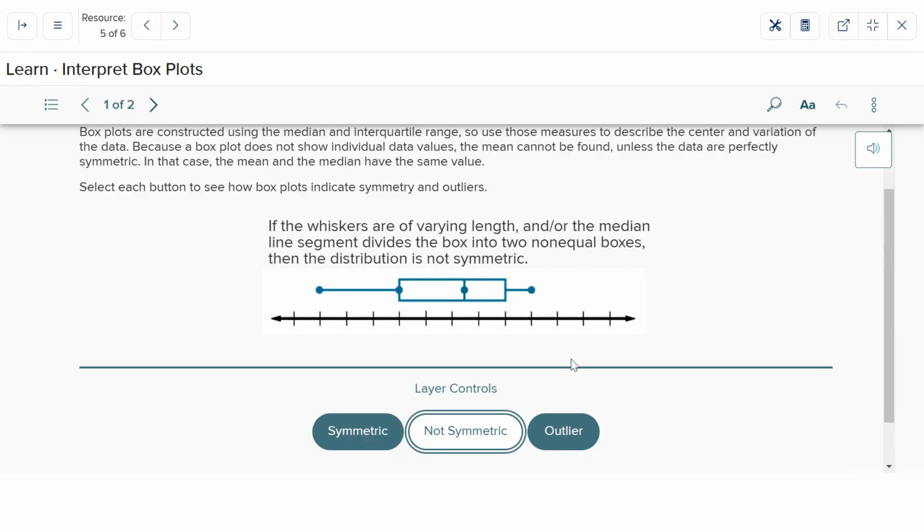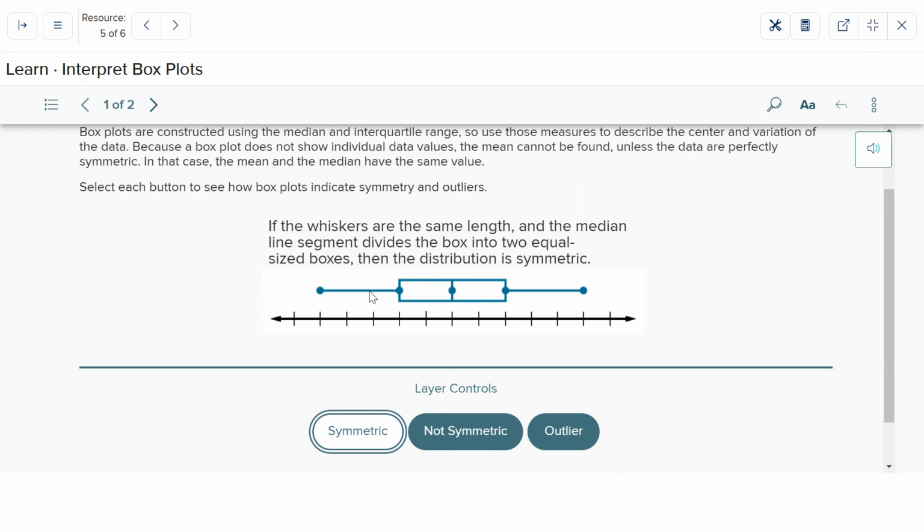On the other hand, it's not symmetric if our boxes are not the same size or the whiskers are not the same size. If the boxes are the same size and the whiskers aren't, it's still not symmetric. Or the other way around. Basically, it's not symmetric unless both are the same size. So if you have mismatched boxes, not symmetric. Mismatched whiskers, not symmetric. Only symmetric if same, same. Okay, the whiskers don't have to be the same length as the boxes, they have to be the same length as each other.